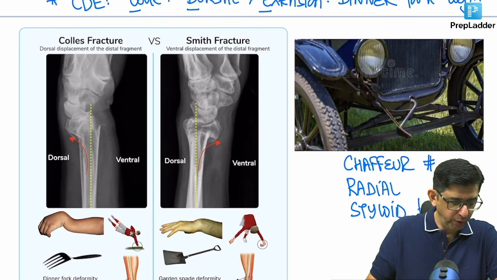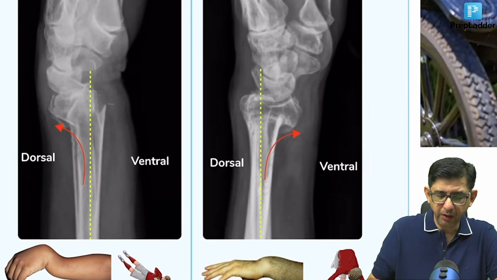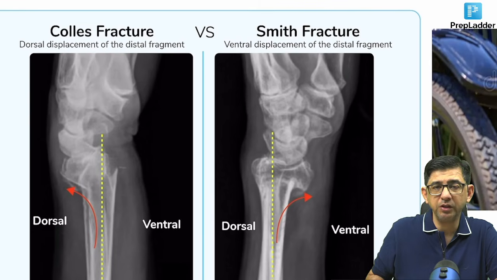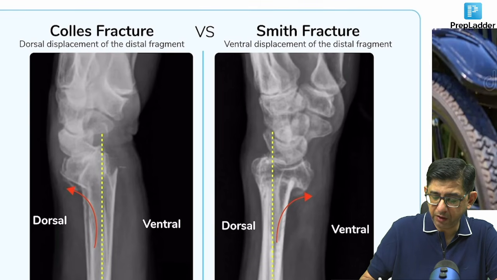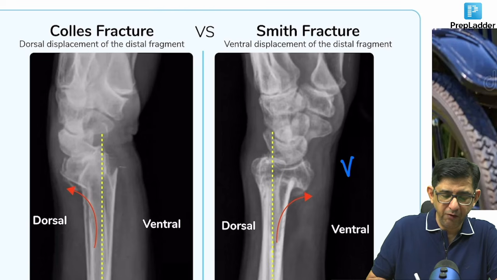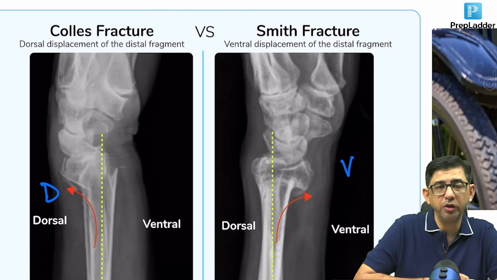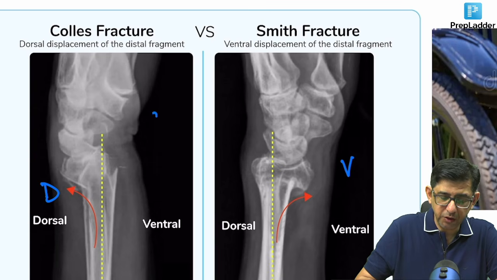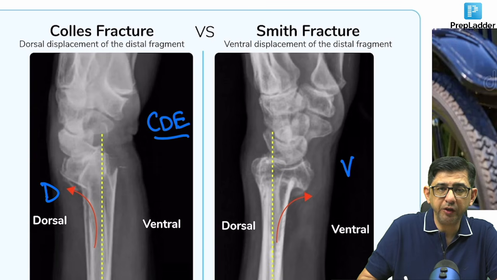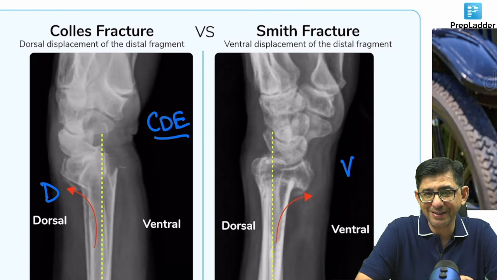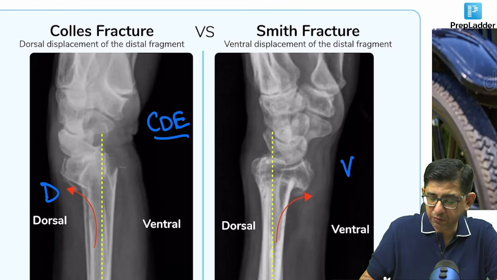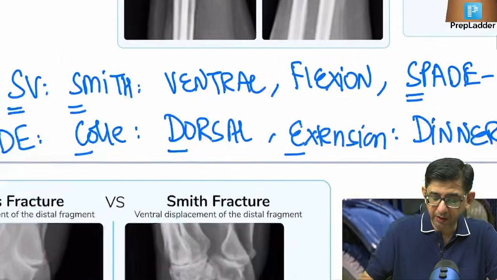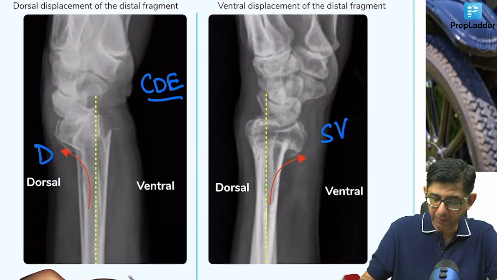So all we have to do in this question is remember the angulations that can be seen. In Smith's fracture, it is S and V, that is, the ventral displacement is happening, whereas in Colles fracture, it is the dorsal displacement that is happening. So that longitudinal arrangement needs to be remembered. It's easier to remember CDE: dorsal displacement, dinner fork deformity, and extension. And for Smith, it is SV, as I said, ventral displacement, and the deformity that happens here is called garden spade deformity.